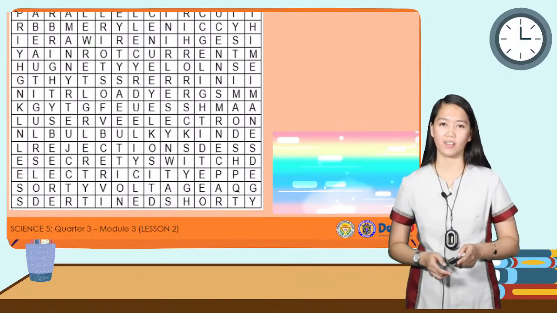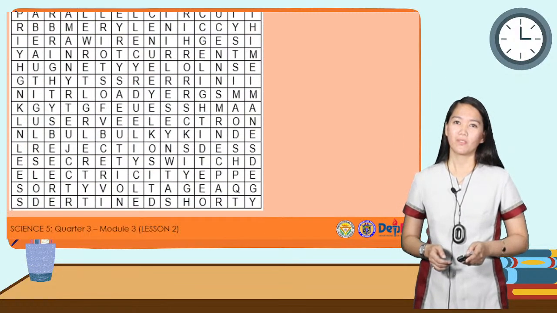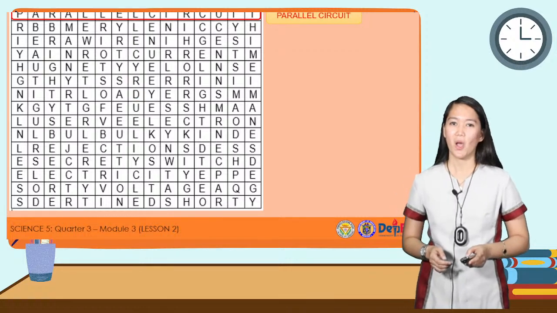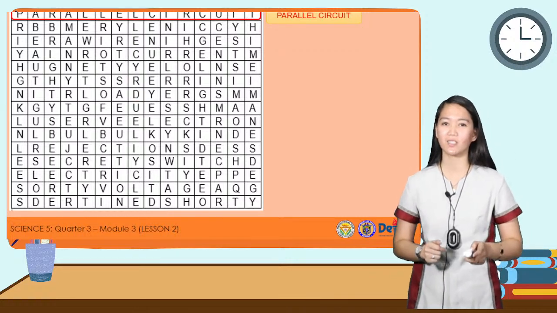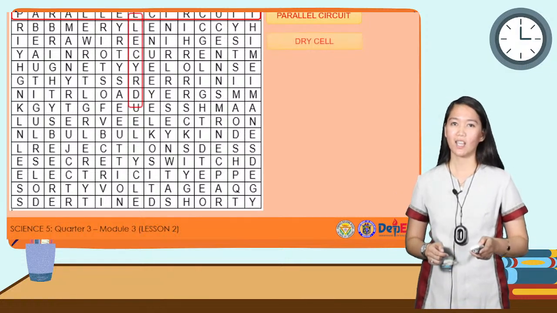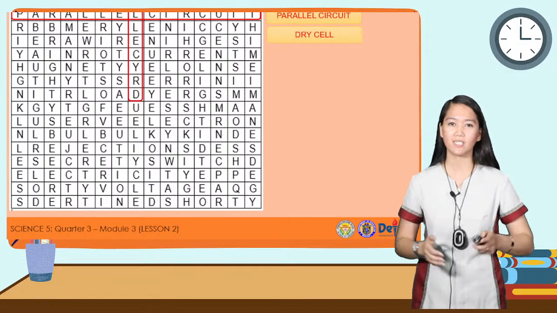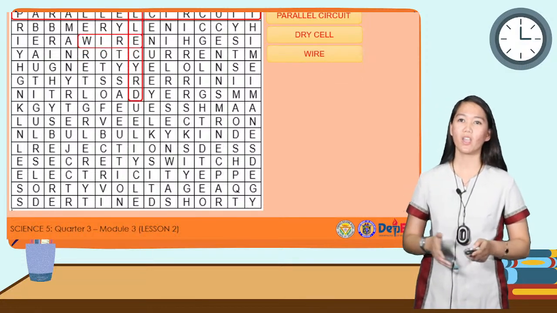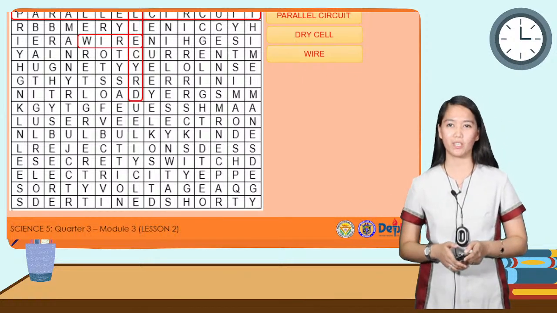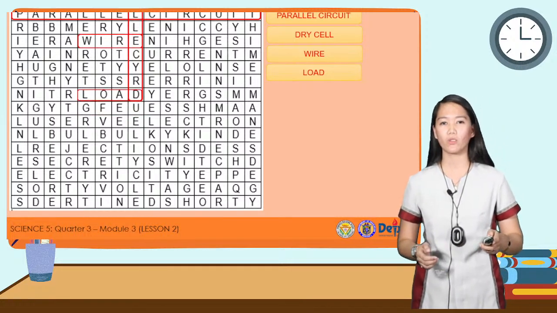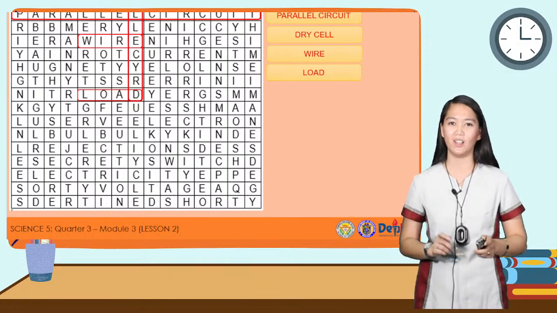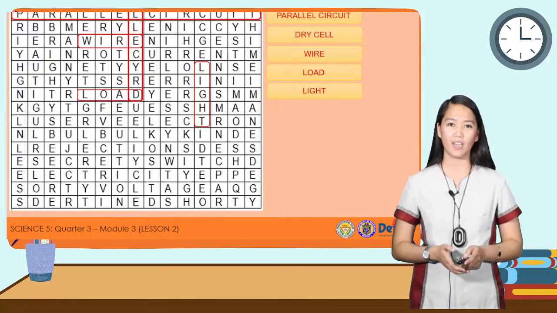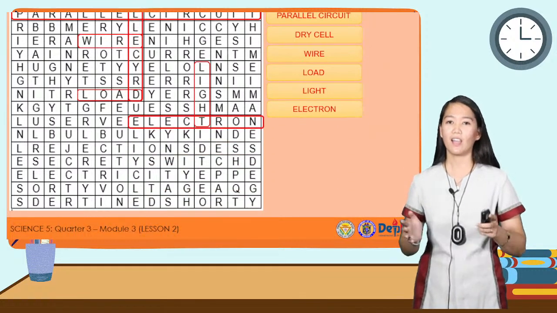Check your answers. Did you find parallel circuit? Okay, so your answer is correct. Second word, we have dry cell. Next, how about the third word? We have the wire. Okay, that's right. How about the fourth one? Okay, you are correct. Load. Next, we have the light. Okay. Next, electron. Correct.